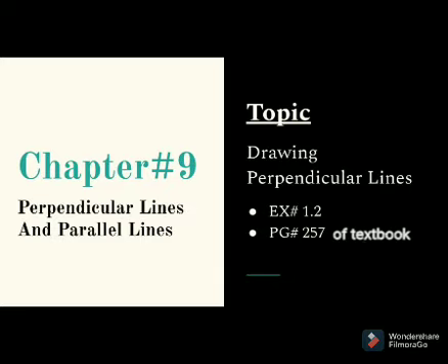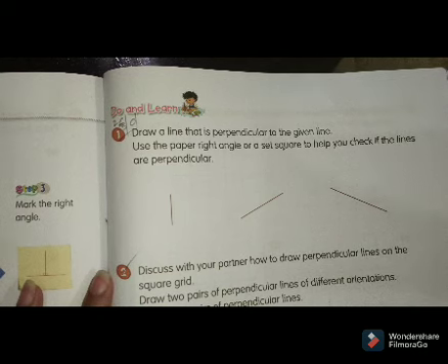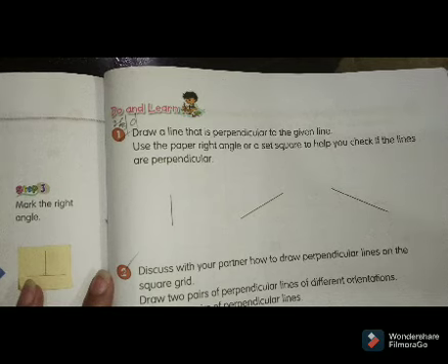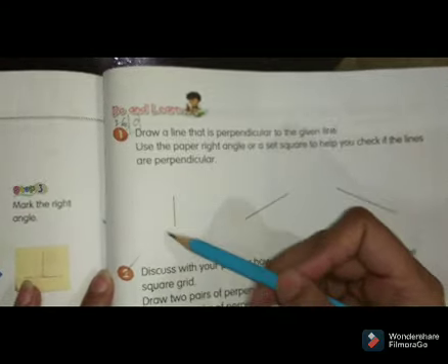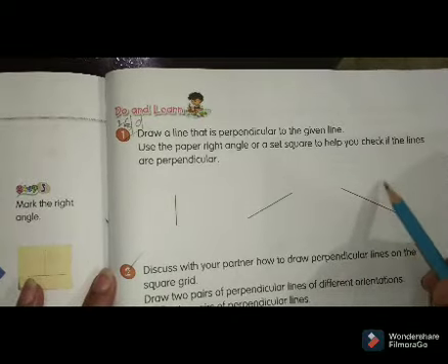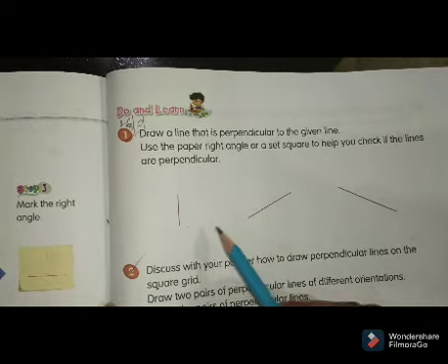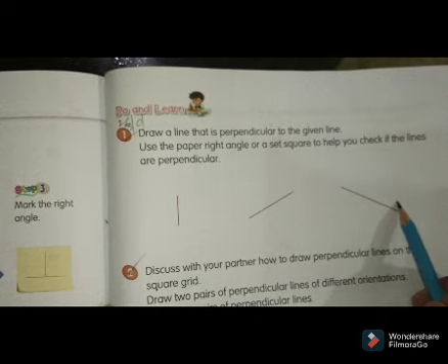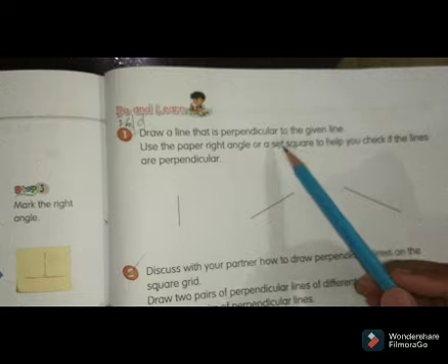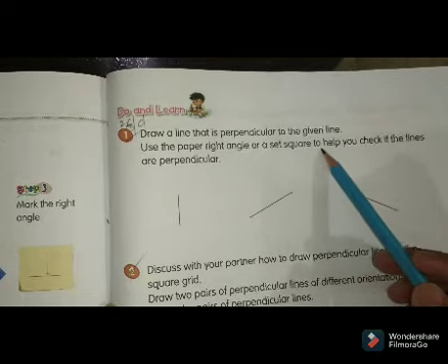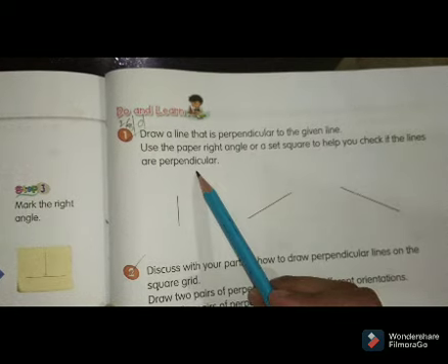Now your next topic is drawing perpendicular lines. Open your page number 257, exercise 1 and 2 of your textbook. In this exercise, we will draw the perpendicular lines. Your exercise 1 is: draw a line that is perpendicular to the given line. As you can see in your book, one line is already given. That means we have to draw only one more line to make them perpendicular, right? Your question also says, use the paper right angle or a set square to help you check if the lines are perpendicular or not.